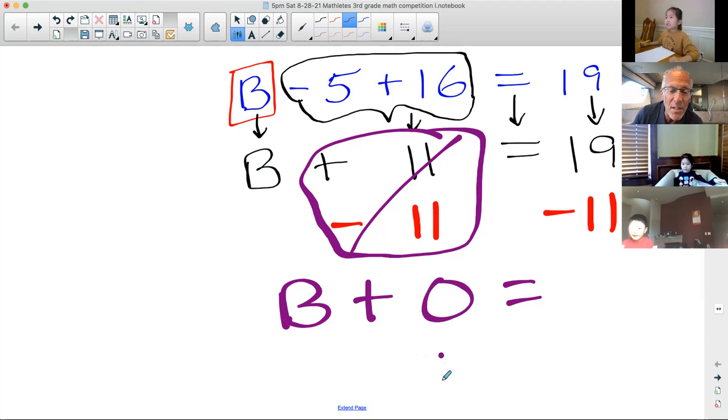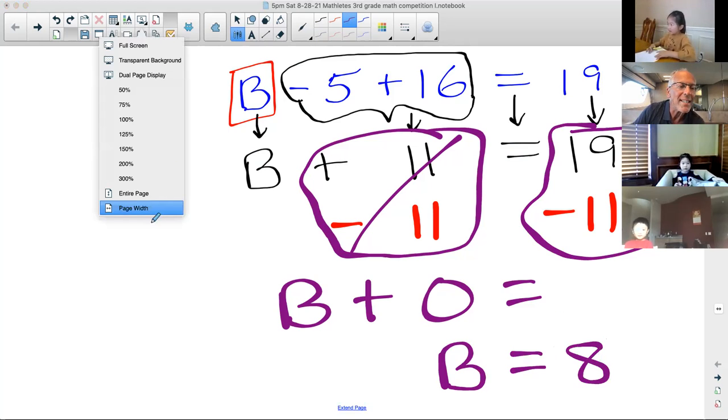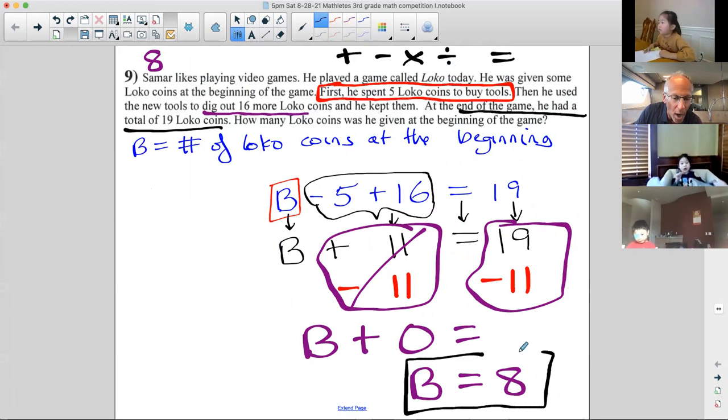So we know that B plus 0 equals B, and everybody say it out loud. 19 minus 11 on 3. 1, 2, 3. 8. And guess what? We now know that at the beginning of the game, Samar had 8 loco coins. He took away 5 and had 3. He added 16 to have 19. And we as a team used algebra to solve this equation.